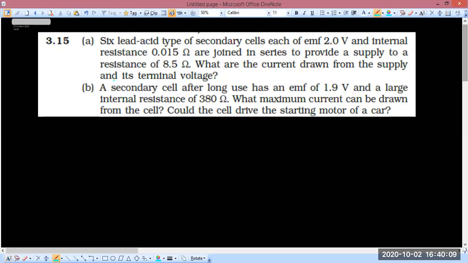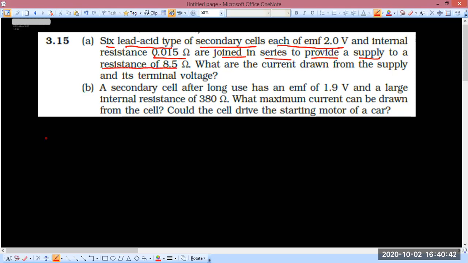Right, so 6 lead acid type of secondary cells, each of 2 volt EMF. Just keep reading. 6 lead acid type of secondary cells, each of EMF 2 volt and internal resistance 0.015 ohm are joined in series to provide a supply to a resistance of 8.5 ohm.